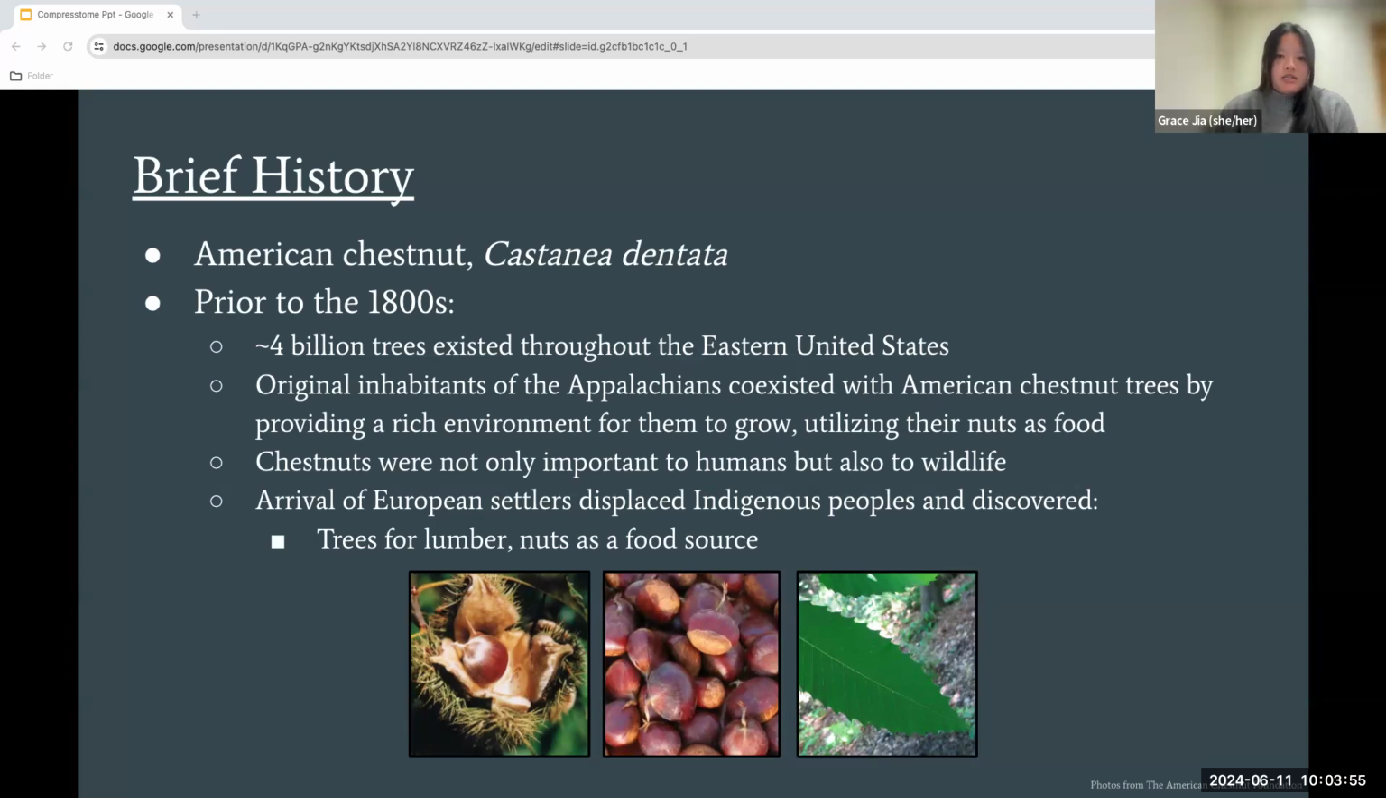Chestnut trees were not only important to humans, but also to other flora and fauna in the environment, as they provided dense calories, vitamin C, antioxidants, and essential plant nutrients from their nuts and leaves. With the arrival of European settlers and the displacement of indigenous peoples, it was then discovered that these trees were a suitable resource for lumber and building materials, as the wood is rot resistant and straight grained. The nuts continued to be used as a food source and were sold near and far.